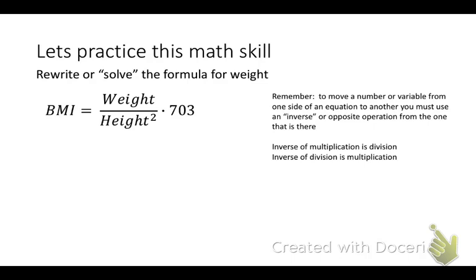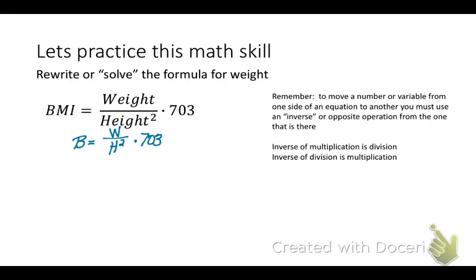And I'm going to give us some room here to work. The very first thing I'm going to do before I get going is change these from words to variables so it makes it easy to work with. Now remember, when you are rewriting, or another way to say that is solving, a formula for a variable, you're going to move a number or variable from one side of an equation to another by using inverse operations from the one that's there. So if you see multiplication, you're going to do the inverse operation, which is division, to get rid of it.